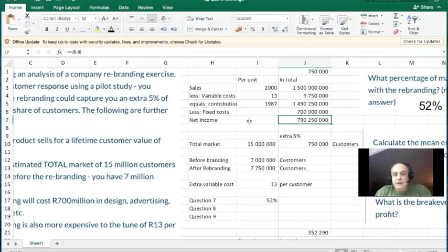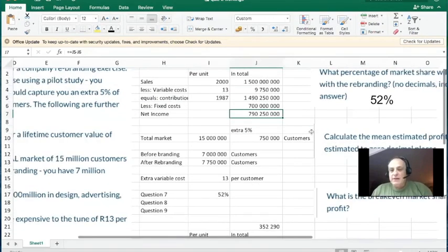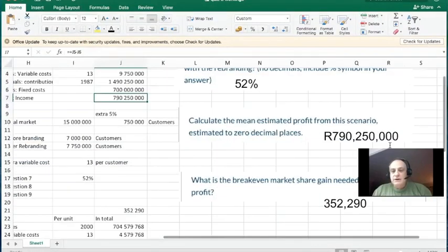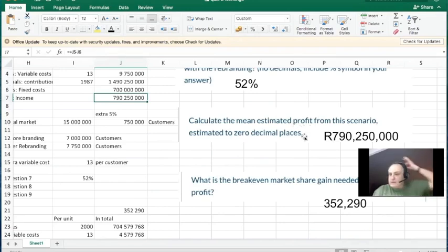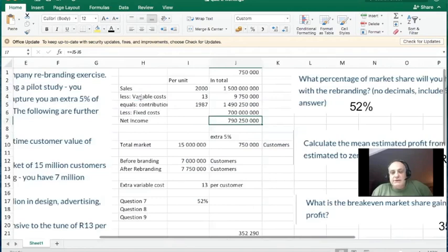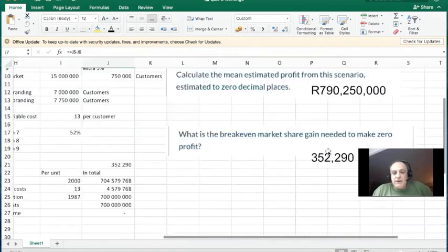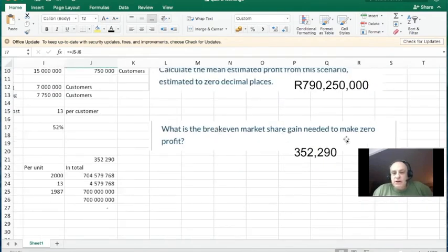That's my fixed cost. And if I take that minus that, I will land up with 719,250,000. And that over there is the answer that we're looking at. Calculate the mean estimated profit. So we're saying the average profit, mean is the average profit, average estimated profit from the scenario with no decimal places. And so that's how you would answer that question over there.